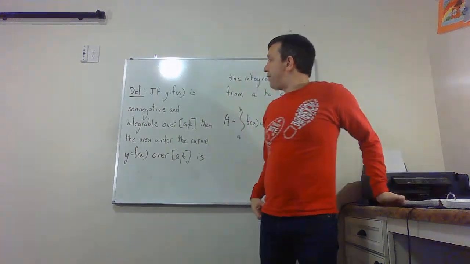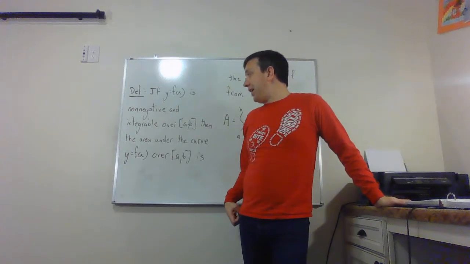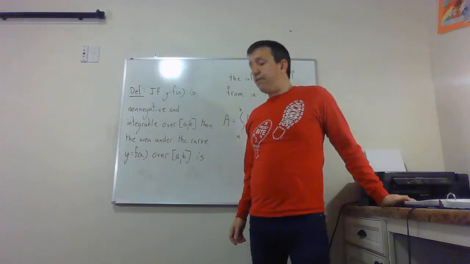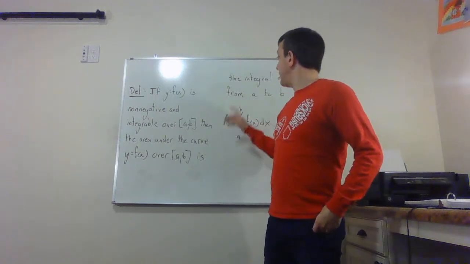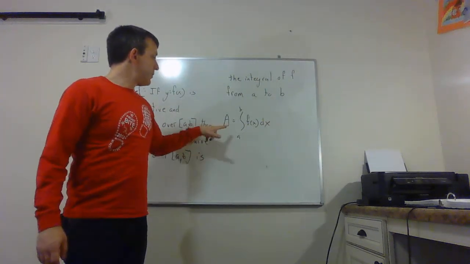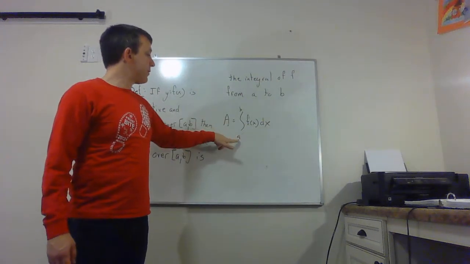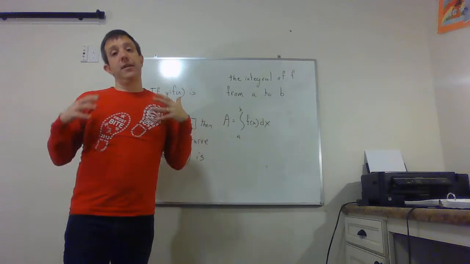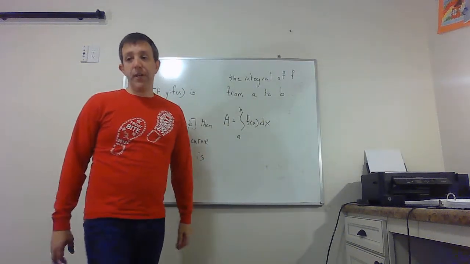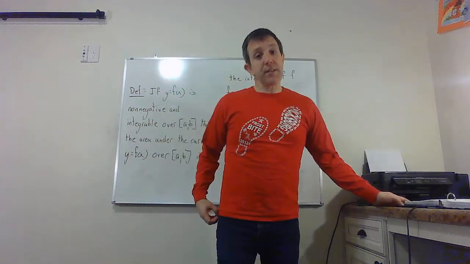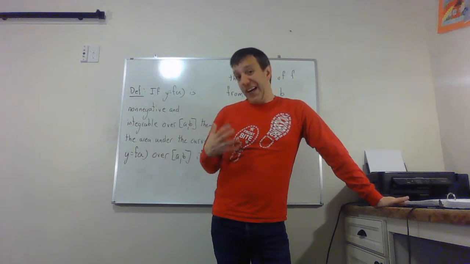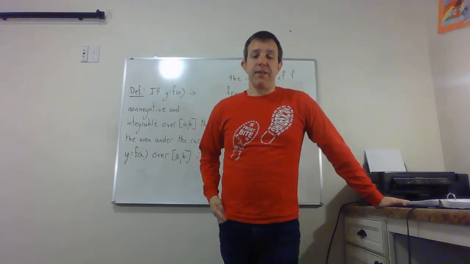The definition says if y equals f of x is non-negative and integrable over the interval [a, b], then the area under the curve y equals f of x over [a, b] is just the integral of f from a to b. In other words, our area is equal to the integral from a to b of f of x dx. Importantly, f of x has to be a non-negative function on this interval, okay? Because area is a positive concept. So it's only an area if it's positive, right? We don't have negative areas.